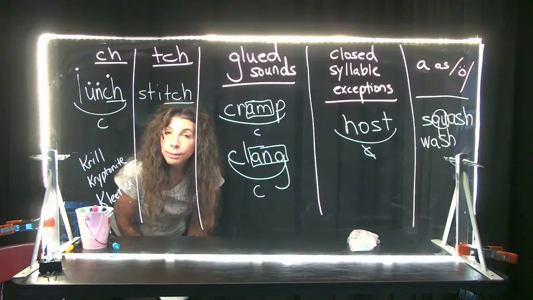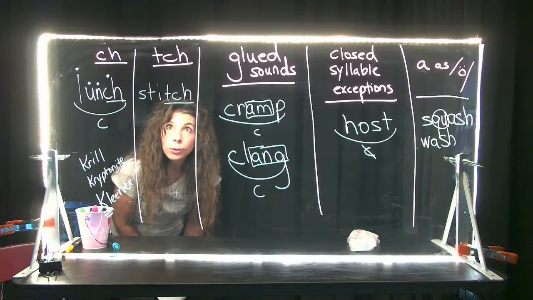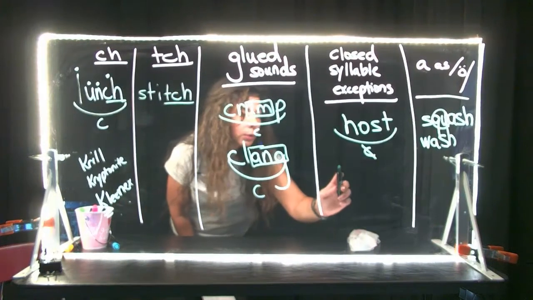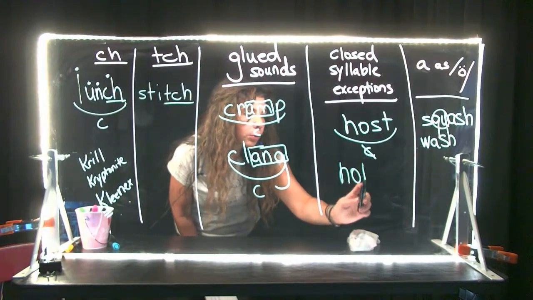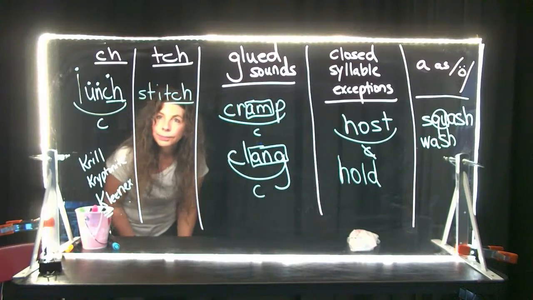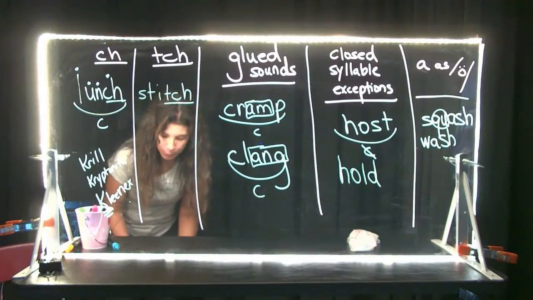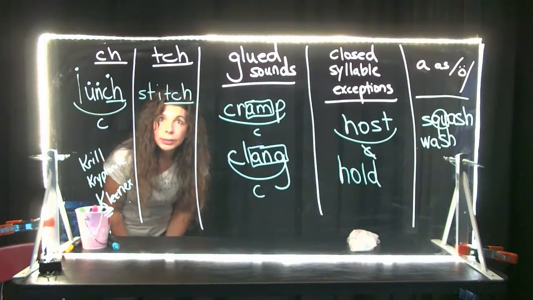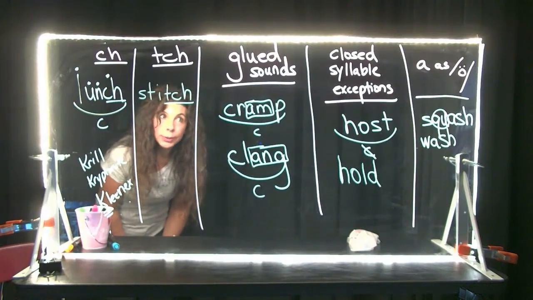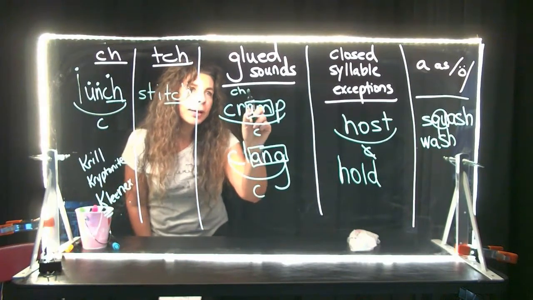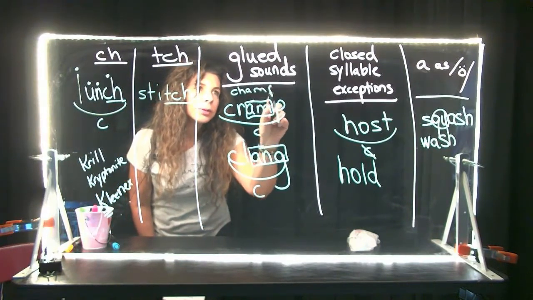Hold. Where would hold go? OLD, cold, old. OLD, hold, old. That is an exception. One more? You got one more in you? How about champ? Where would champ go? That was easy. Champ rhymes with cramp. That's a glued sound.